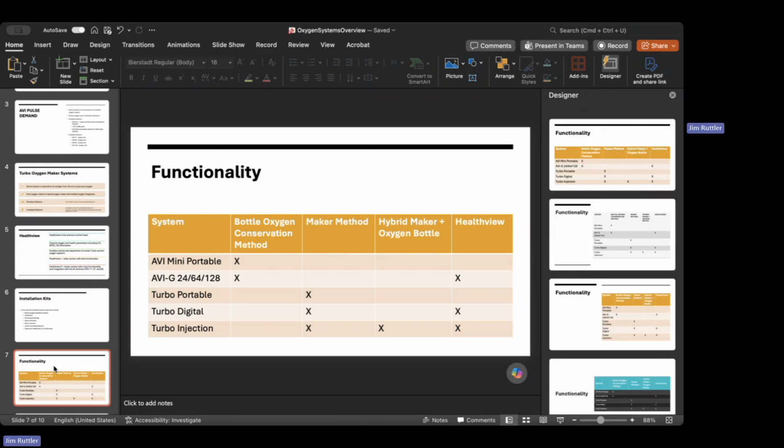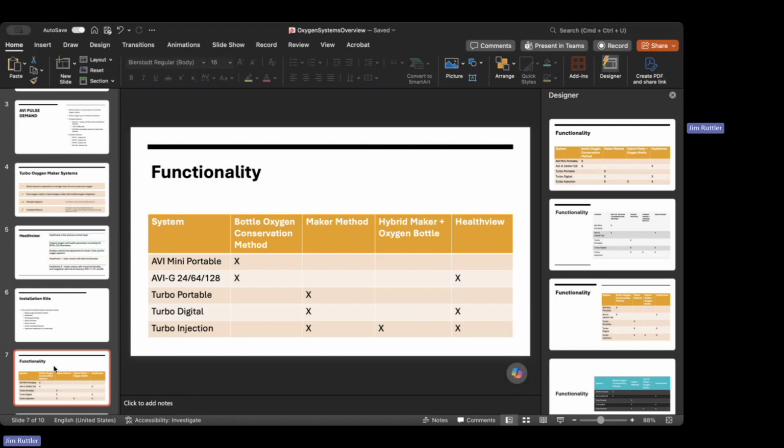All right, functionality. So here's just a table of some of the common functions, just as an overview of what we've discussed. The AVI Mini Portable One-Place On-Demand system is based on bottle oxygen conservation and does not make any oxygen. There's no oxygen hybrid with a bottle, and there's no HealthView integration, although it does work with the Aithre Connect iOS app. You've got the AVI G for installed, the AVI 24 two-place, AVI 64 four-place, AVI 128 six-place. Those are all based on the bottle oxygen conservation method, the pulse demand method.